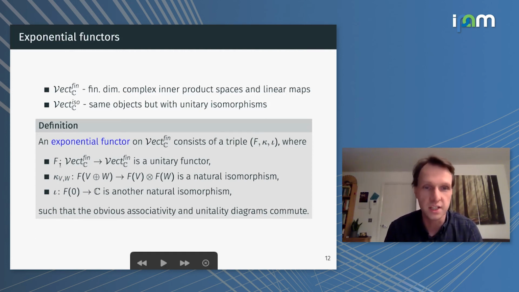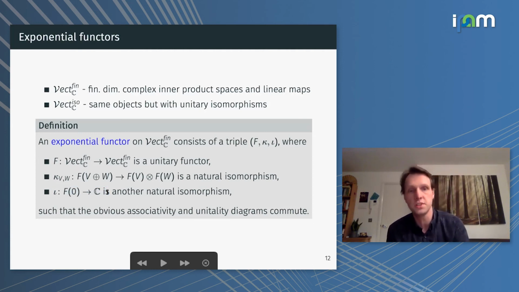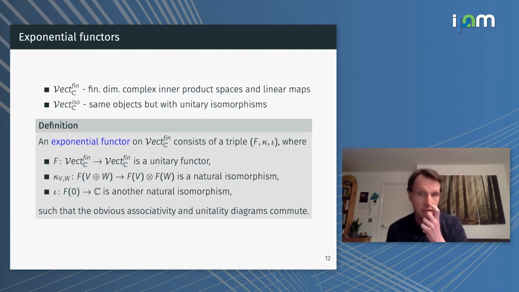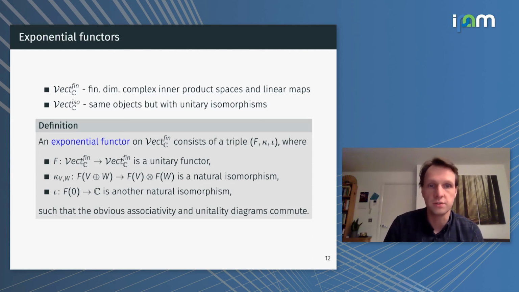I have a triple consisting of my functor and two natural transformations. One that is a natural isomorphism between f of v plus w and f of v tensor f of w. And I also have a unit here, right? And I want the obvious associativity and unitality diagrams to commute on the nose. Right, so that's kind of a strict monoidal functor from vector spaces with plus to vector spaces with tensor product.